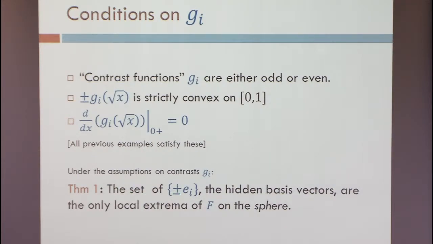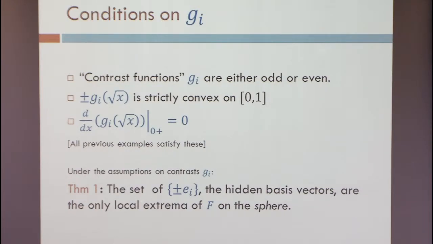So the set of e_i, the hidden basis vectors, are the only local extrema, maxima or minima, of f on the sphere. Each one of them is a local extremum, and there are no other local extrema. And that is kind of interesting because it's a slightly unusual situation, right? You have a non-convex function, but yet you have a very satisfactory enumeration of its maxima. Usually for a non-convex function, anything goes. But there is some special structure to this.